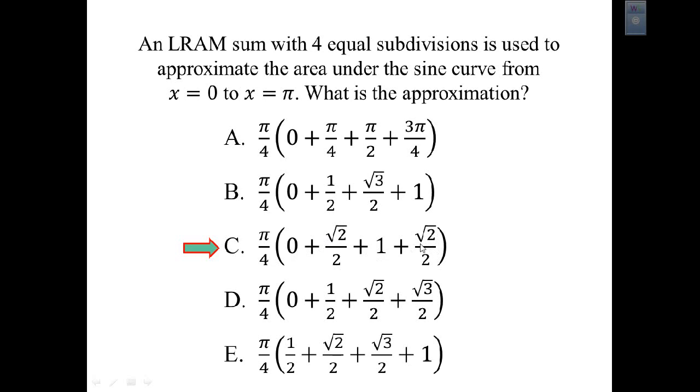Still positive, because remember our sine is our y value, and at 3 pi over 4, it's in quadrant 2, but the y values are still positive. So it's going to be C when we put everything together.